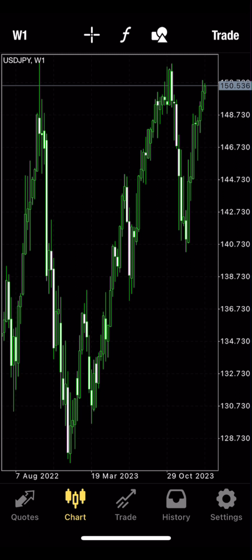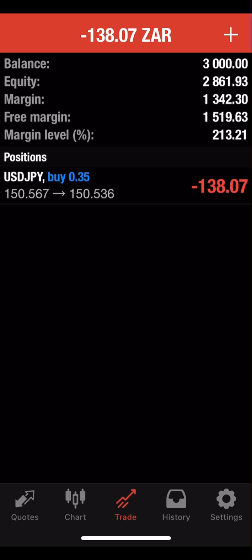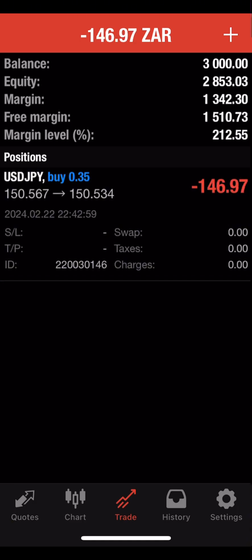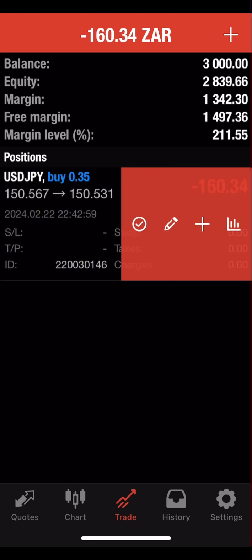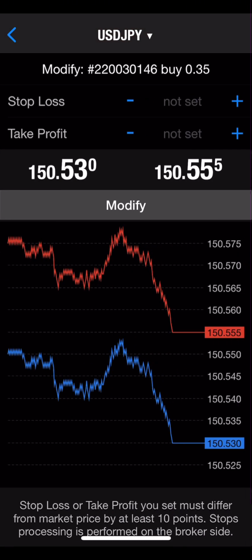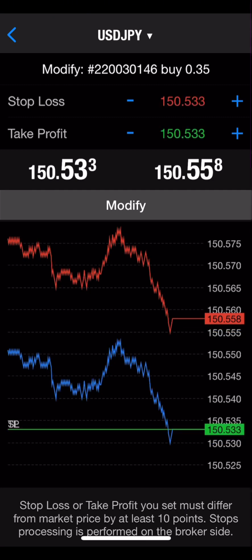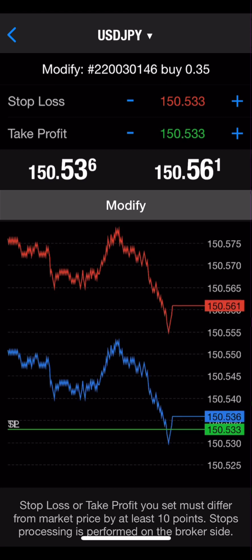Now, where do you go to adjust these? You go to the trade bar again. You press the trade that you opened. You slide to the left. Then you click the pencil icon, and then you'll see stop loss and you'll see take profits, and then you just adjust them as you wish, right?